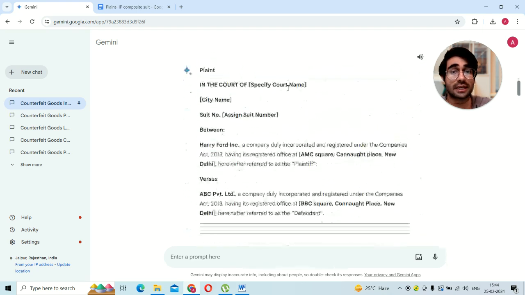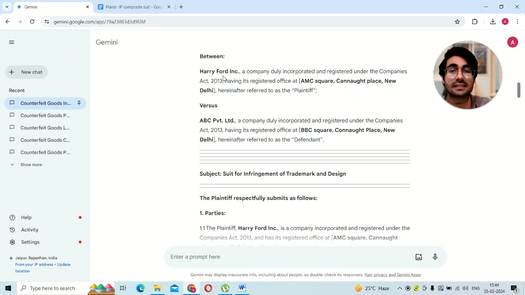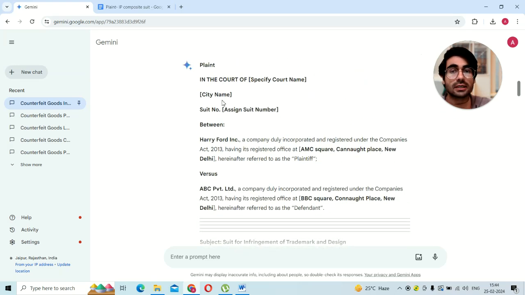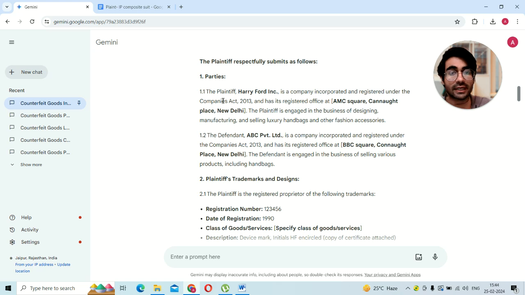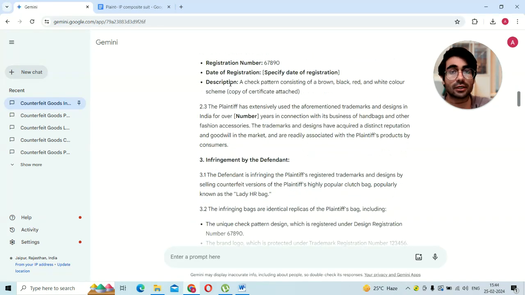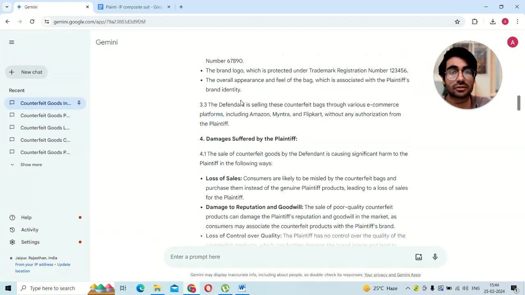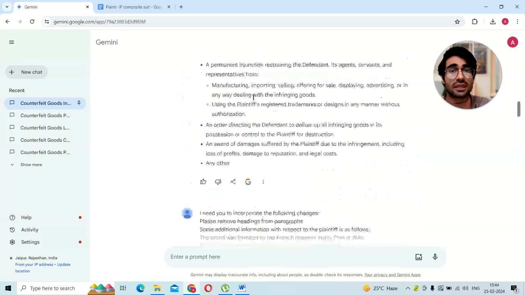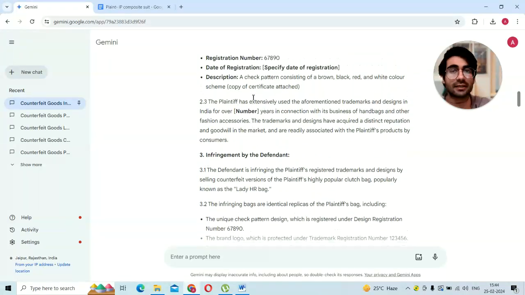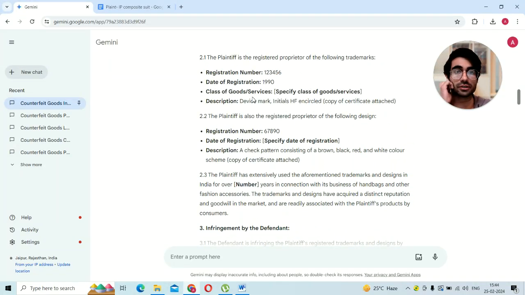I provided all this information, and then this is the plaint that was given to me by Bard on the basis of the information that I provided, right? Now it reads like this. We'll read the specifics of it in a few minutes, but this is how it looked. And I felt that it was way too short, right?